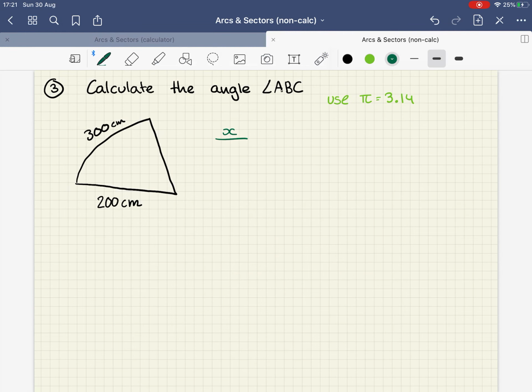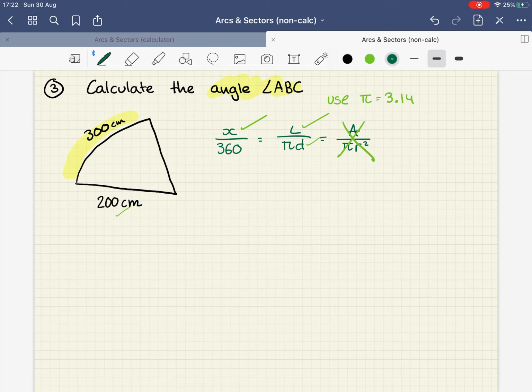So writing out my formula. I'm being asked to calculate the angle. I've got this length here, so I've got my length of the arc, and I've got my radius down there, so I have my diameter. The only thing that I don't have something for is my area, so I'm not using that one.